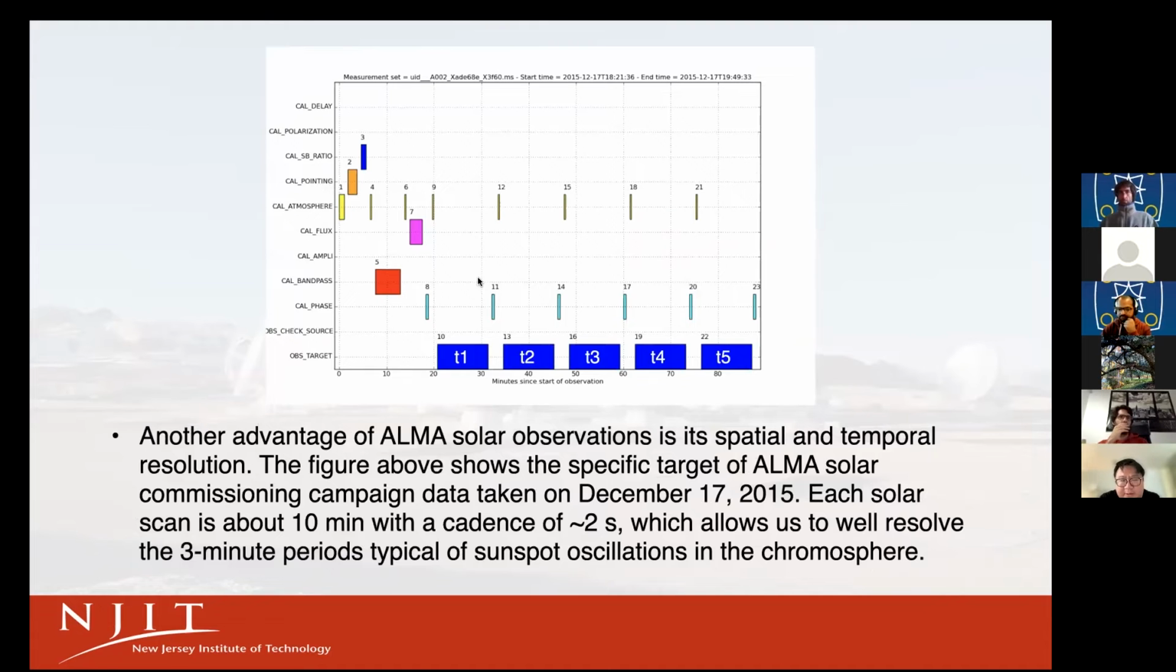So another advantage of ALMA observation is its spatial and temporal resolution. This figure I'm showing here is a specific target of ALMA solar convention campaign data taken on December 17th, 2015. Each of the solar scans is about 10 minutes, marked with T1 to T5, with a cadence of 2 seconds. And this is perfect to resolve the 3-minute period typical of sunspot oscillation in the chromosphere. So with these advantages, basically, ALMA becomes a nice tool to study the sunspot oscillation.